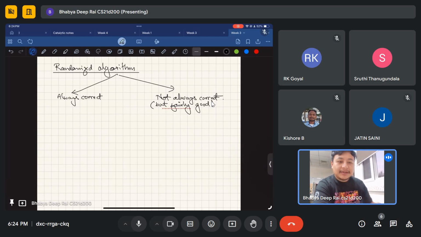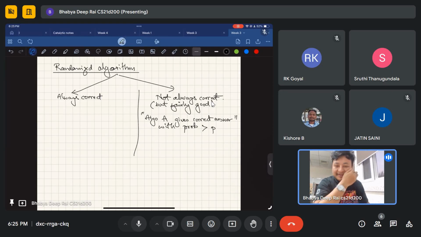So this is where the concept of probability comes in for the right one, when it is not always correct. Not always correct but fairly good. So these are algorithms having some probability associated with them, that says something like: algorithm A gives the correct answer with probability at least p. These are the kinds of statements you make of these algorithms.